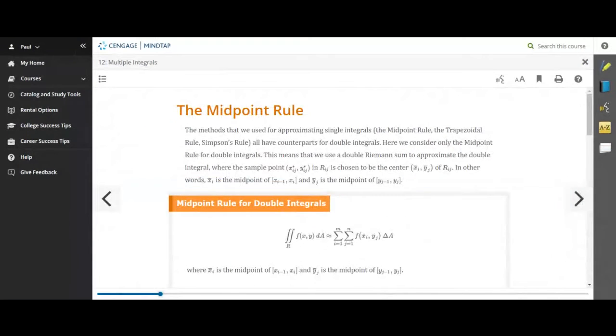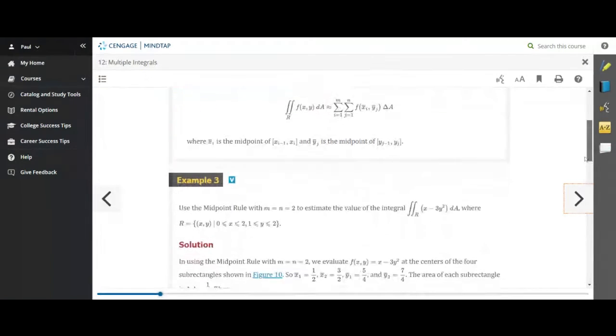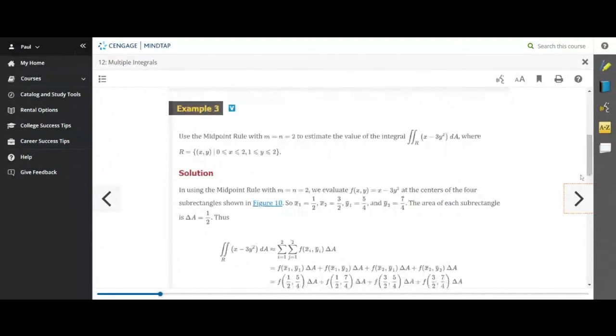Okay, now there's a rule called the midpoint rule. Like the one example we looked at, in each subrectangle we selected the top right corner. But you don't have to do that. You could select, for instance, the middle of the rectangle, and that's called the midpoint rule for double integrals. I think it's pretty intuitive, really.